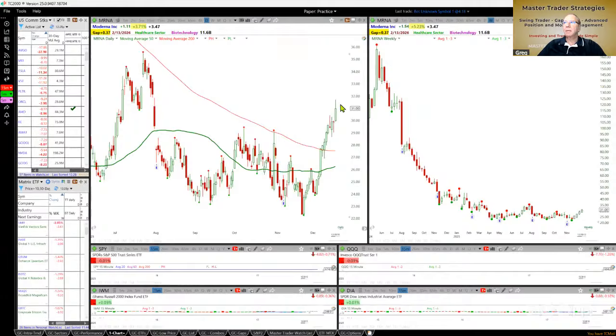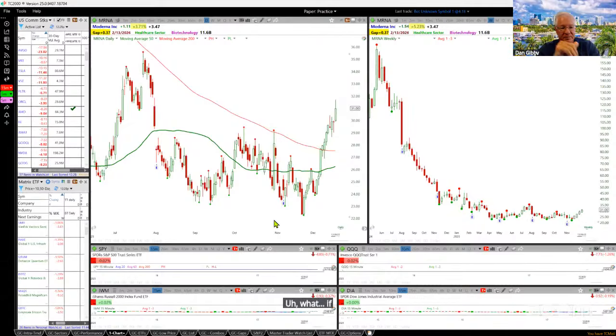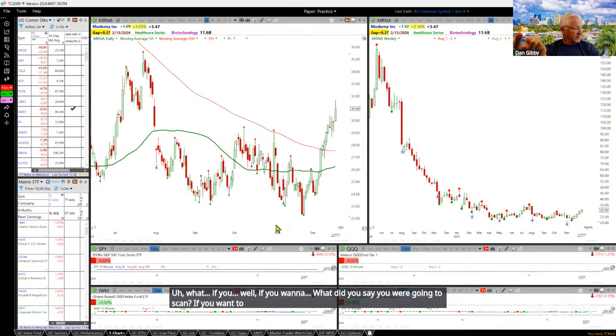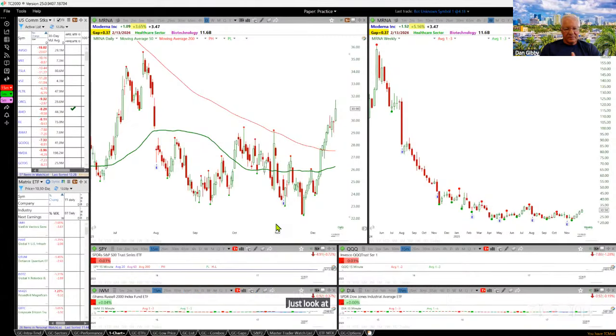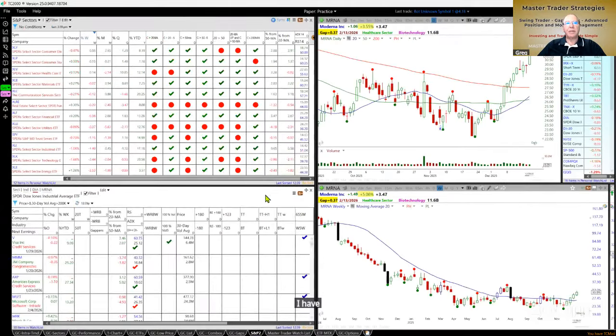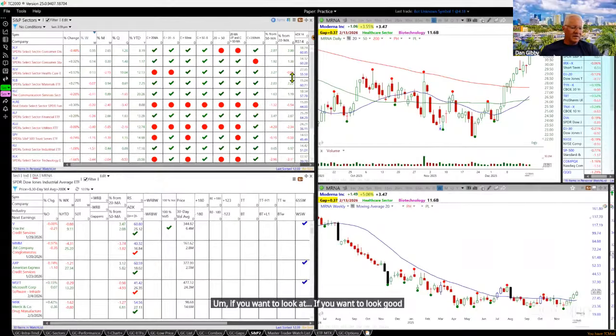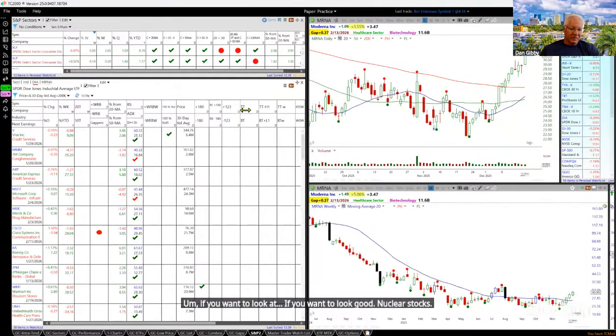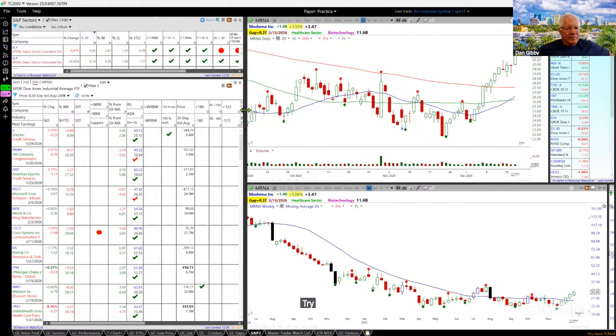Which other ones do we have to look at? What did you say you were going to scan? If you want to look at the dogs of the Dow theory, or just the sector that's the worst on the year, I might have to switch to a different layout to do that. But look, nuclear stocks, material stocks are all trying to bottom.